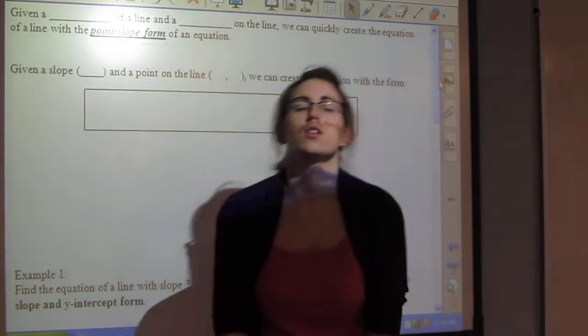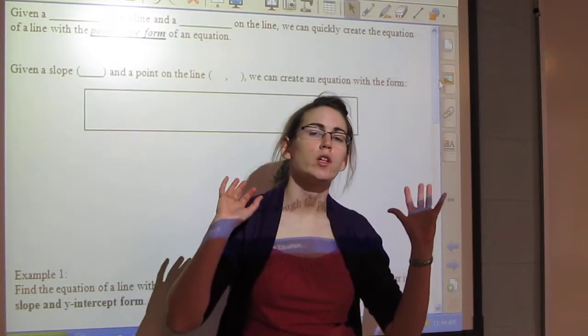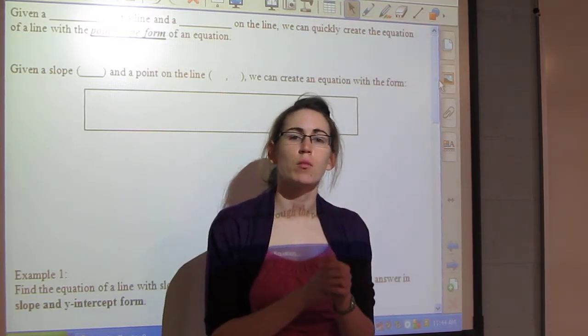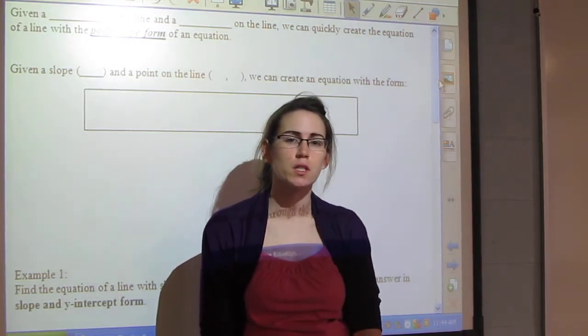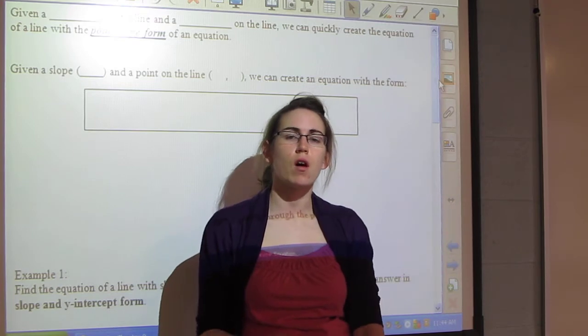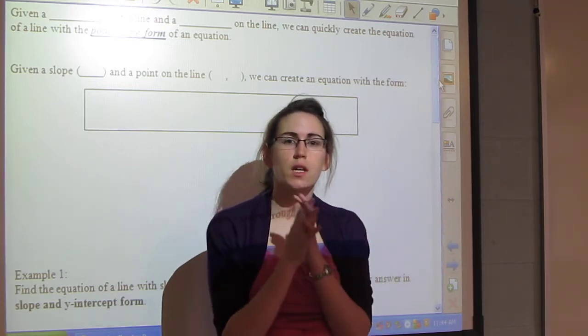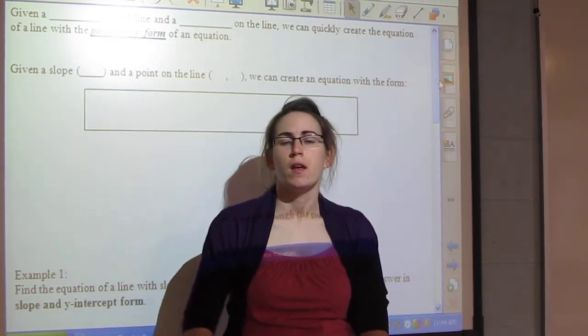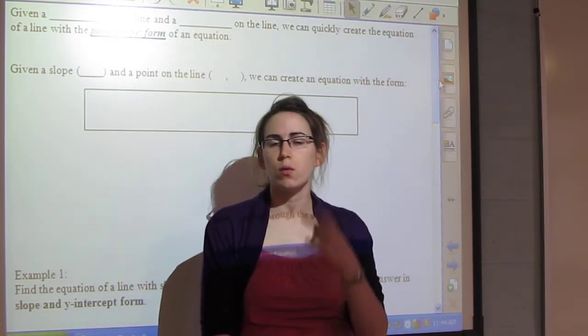Folks, now that we've taken a look at what an equation of a line looks like, what the x value means, what the y value means, what the slope means, and what the y-intercept means, what we're going to be doing is taking all of those different components together and making ourselves our own equation of a line. Now, to make the equation of a line, we need only two things.